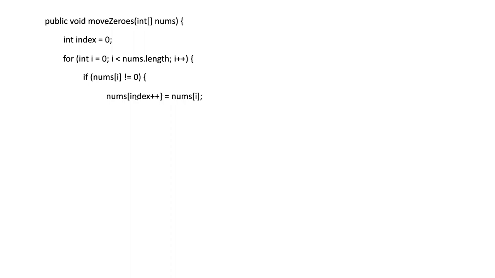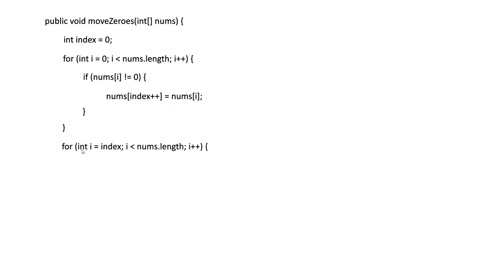Now this is a post increment on index, so that means the first time through it's going to assign nums[0] equal to nums[0], and then it'll increment index the next time through. And that's only going to do that if nums of i is not equal to 0. So we'll close that for loop.